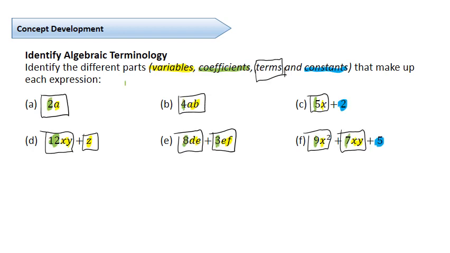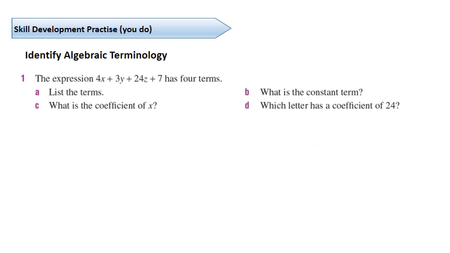Right, you've got variables, coefficients, terms and constants. The variables I've highlighted in yellow, coefficients in green. The terms I've put a box around because the terms consist of variables and coefficients. And the constants I've highlighted in blue. Alright, pause the video here and have a go at answering this question.